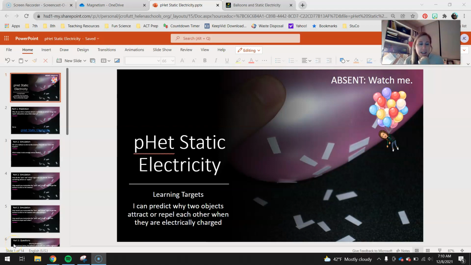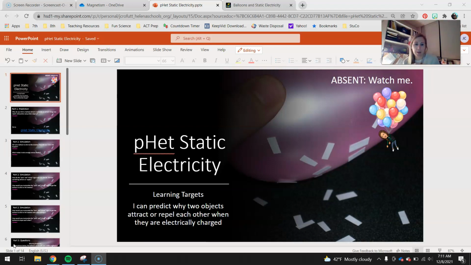Hey 8th graders, today's assignment is the PhET static electricity. If you're doing this from home, know that you're either going to be alternating between this assignment or the static electricity lab station. So whatever you do today at home, you will do tomorrow. And if you are at home, I'd rather you be working on this. So just keep that in mind. You're in the right place if you're on the PhET static electricity assignment.